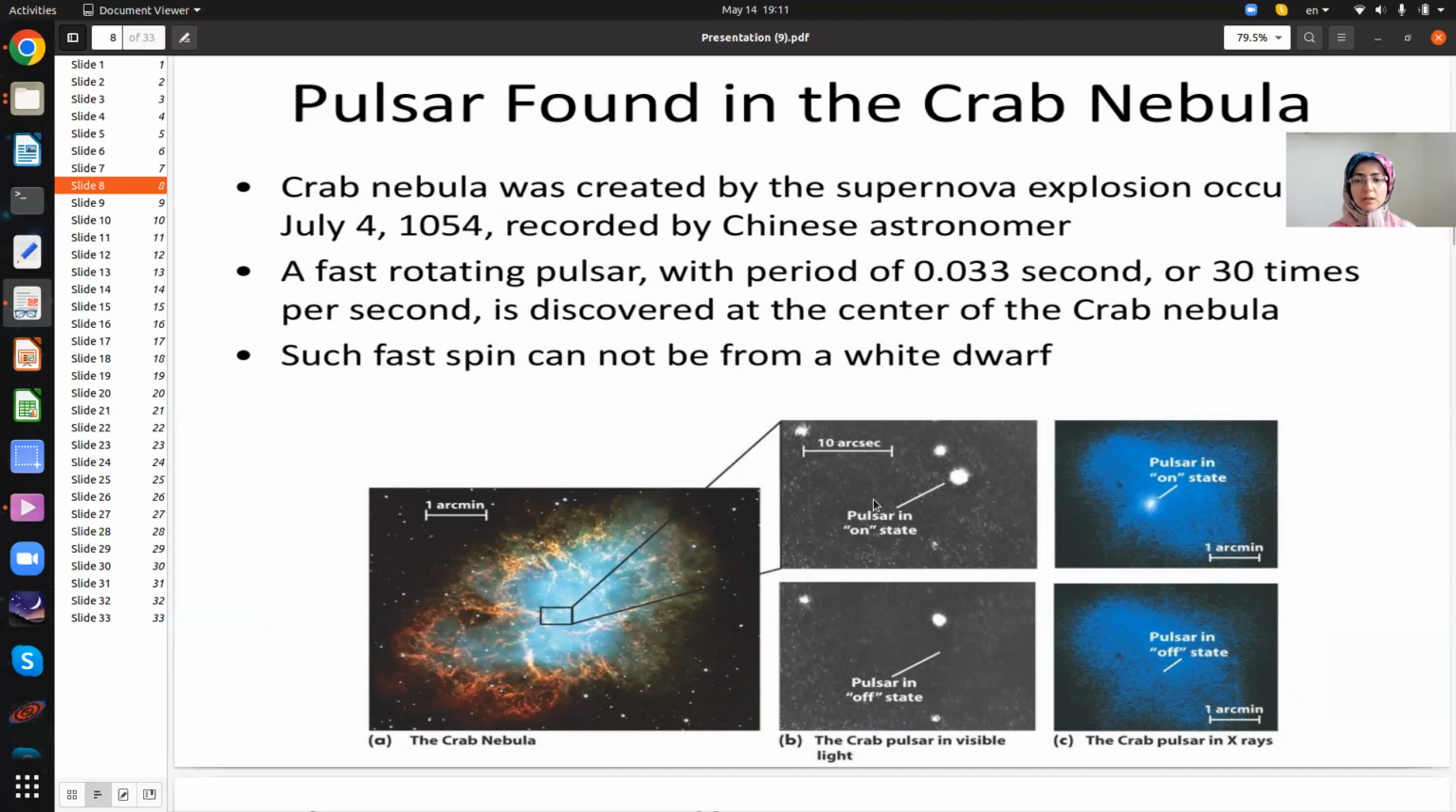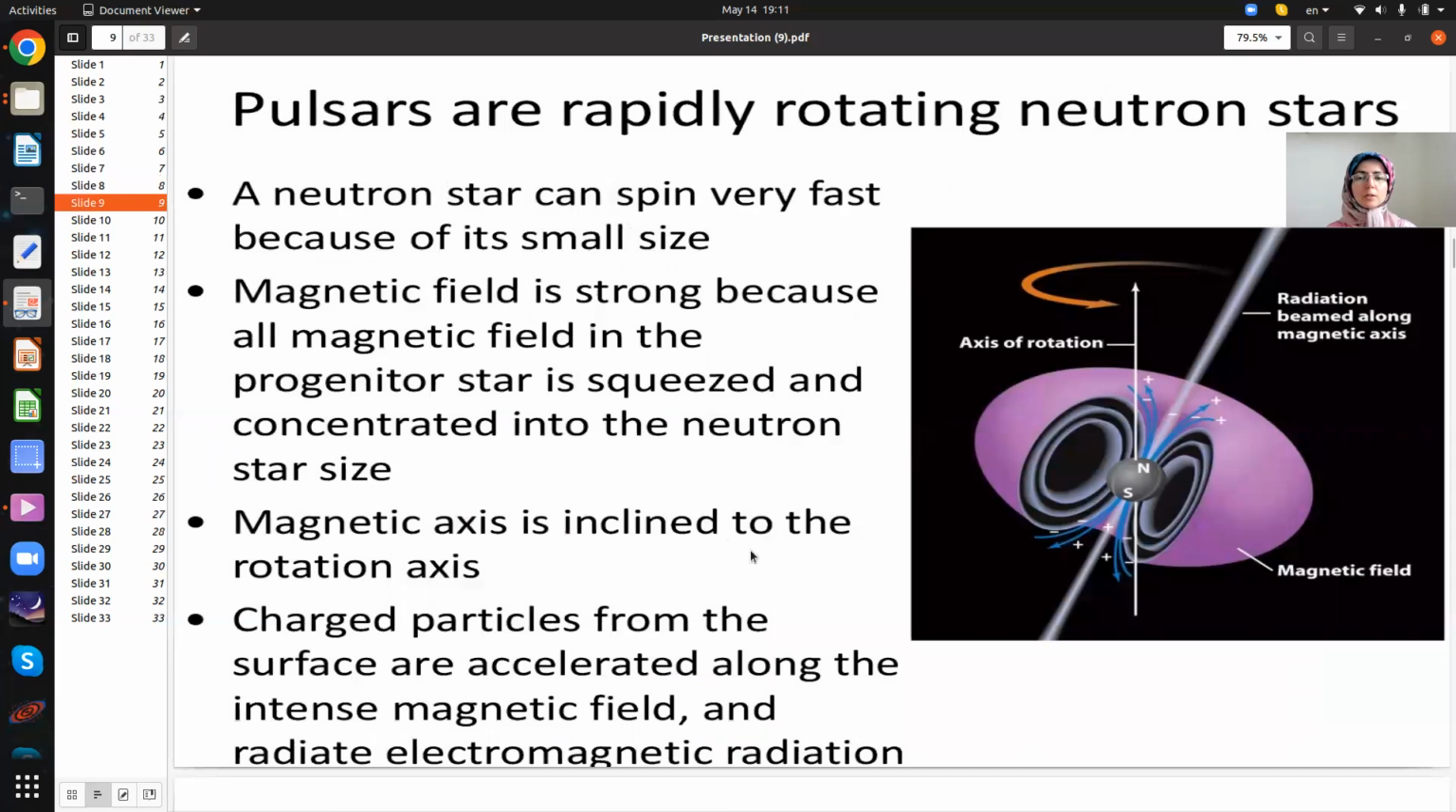Here you see the Crab pulsar in visible light, pulsar in on state, and pulsar in off state. But here you see the Crab pulsar in X-ray. Pulsars are rapidly rotating neutron stars. Pulsars are neutron stars, but they are rapidly rotating.